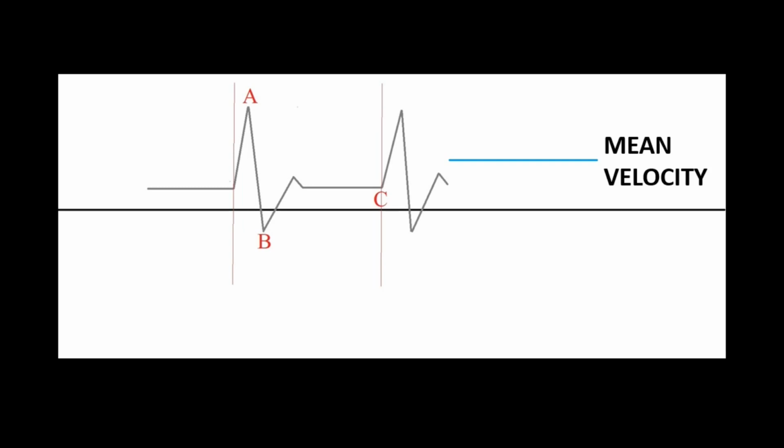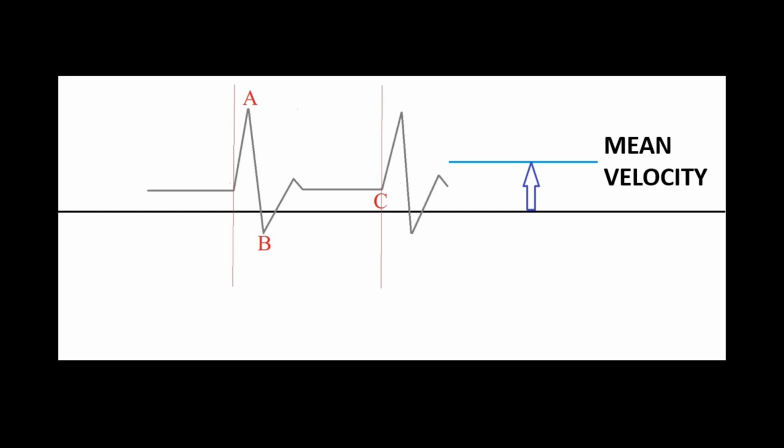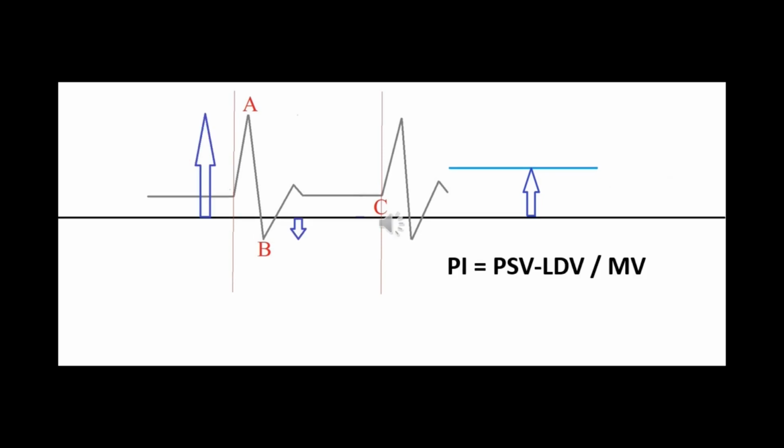For the third parameter, we will require one more data for calculation, that is the mean velocity. Mean velocity is the mean of all the systolic and diastolic velocity throughout one cycle. So we get the third parameter to calculate the resistance to flow. This is known as the pulsatility index. Pulsatility index is the ratio of the difference between peak systolic velocity and lowest diastolic velocity to the mean velocity.